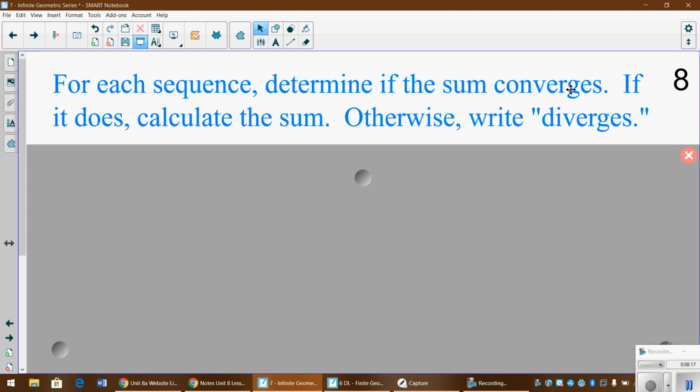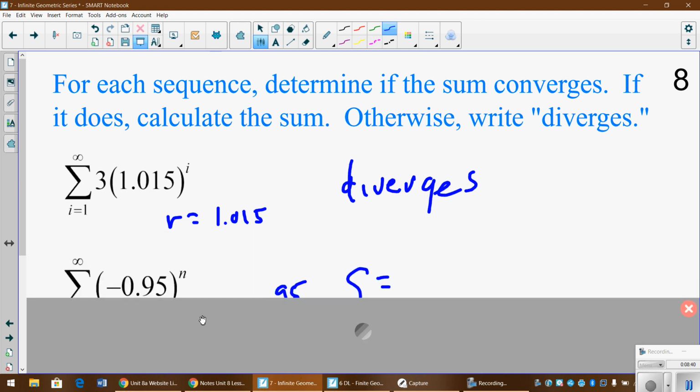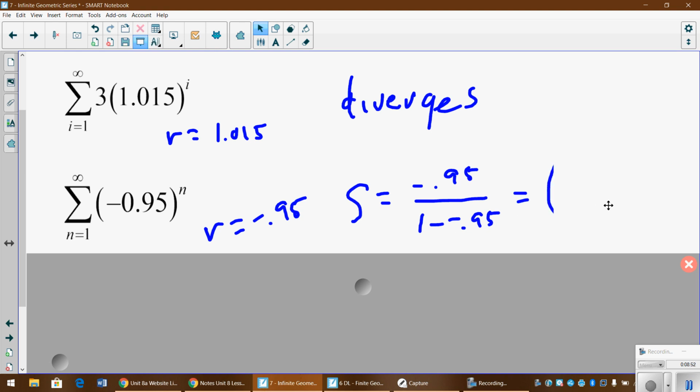For each sequence, determine if the sum converges. If it does, calculate the sum. Otherwise, write diverges. Now a little different format here. Pretty obvious in this case to tell what r is. Since r is a value greater than 1 or less than -1, we would say that all these values will add up to something that diverges. Likewise, come down here, r is pretty obviously -0.95. If we do the math on that, we plug in -0.95 divided by 1 plus 0.95. -19/39 is what we're going to get.